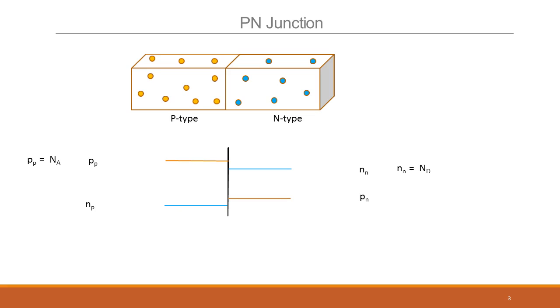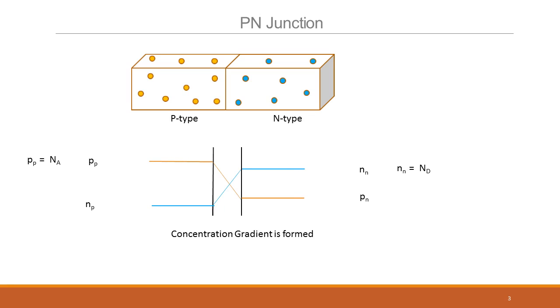So when they are merged, this is what happens. This is how the concentration looks. You can see the number of holes here is much larger than the number of holes on this side. The number of free electrons here is much larger than the number of free electrons on this side. So what will happen? Yes, you're right. You would expect some diffusion to happen, because there's a concentration gradient of electrons on this side and a concentration gradient of holes on this side.